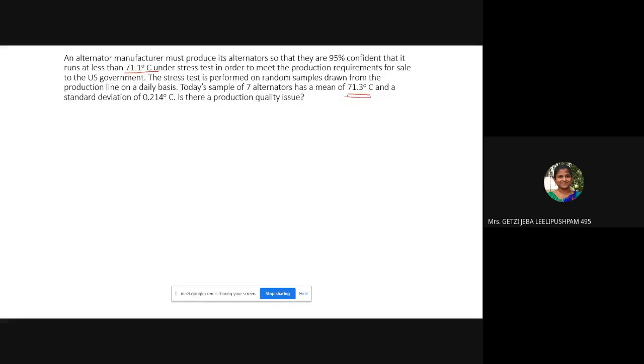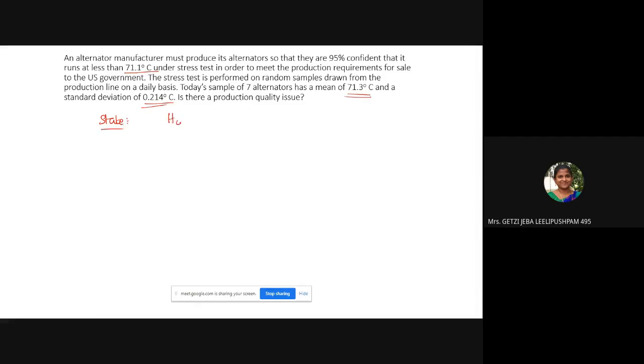And it is understood that the result was 71.3 degrees centigrade. So when they do a sampling test, the mean obtained there is 71.3, and the standard deviation is this much. So they have asked, is there any production quality issue? You were asked to justify using hypothesis testing. Really, is there any production quality issue? All right, so now let's just do it. First step, we are going to state the hypothesis.